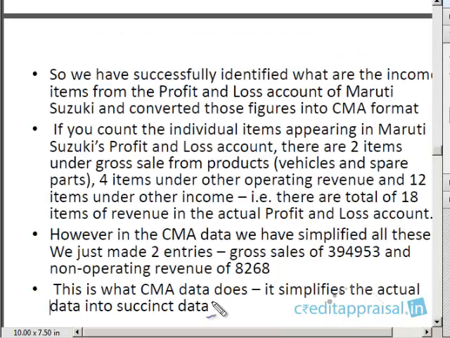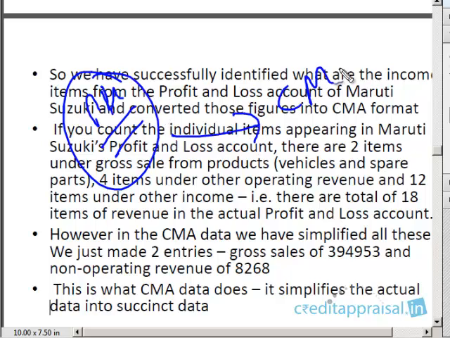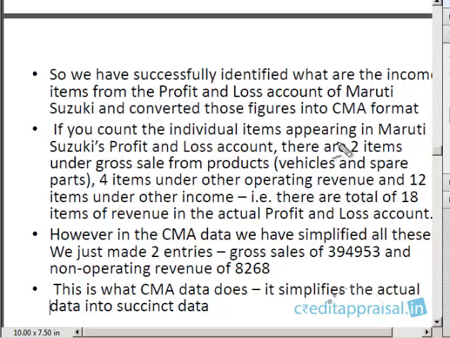So please note what we have achieved by this process. We have taken the entries from the P&L account of Maruti Suzuki and put them under the CMA data. What we have achieved is that we have condensed the P&L account. If you see the individual items, there are 2 items in the gross sales, that is the vehicles and spares. There are 4 items in the operating revenue, that is sale of service income, sale of scrap and other. And in the other income, there are total 12 items. So a total of 18 items pertain to revenue.